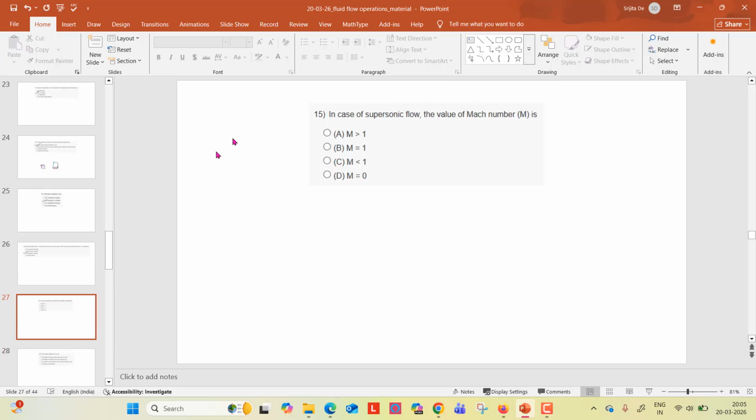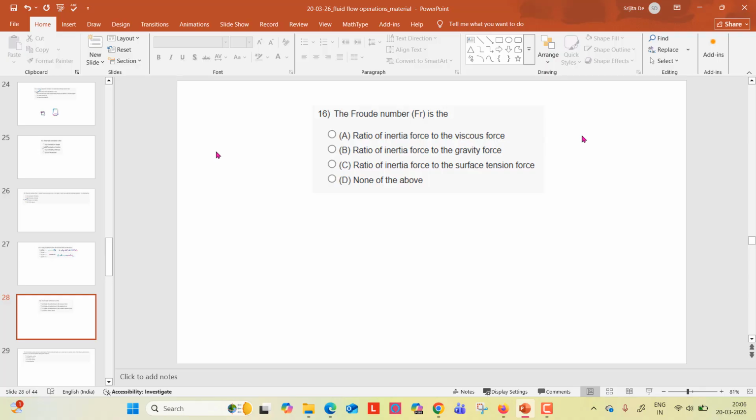Next, in case of supersonic flow, the value of Mach number is M greater than 1. If M is less than 1, that is subsonic. M greater than 1 is supersonic.